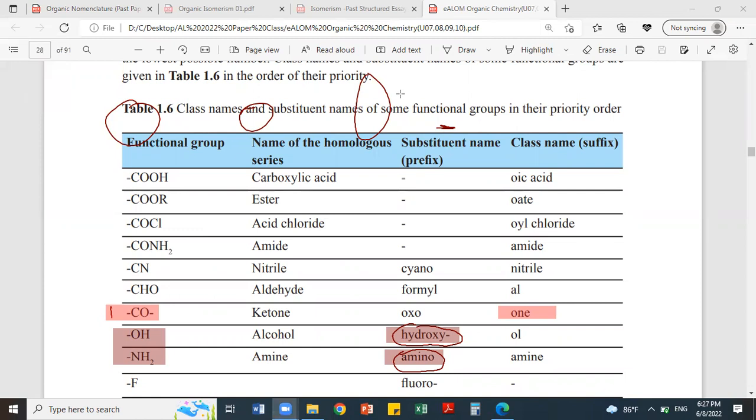Okay. This order you have to remember, right? Because in the exam they don't give it. It is Table 1.6, page number 17 in your organic chemistry resource book. Okay, so let's move back to this again.